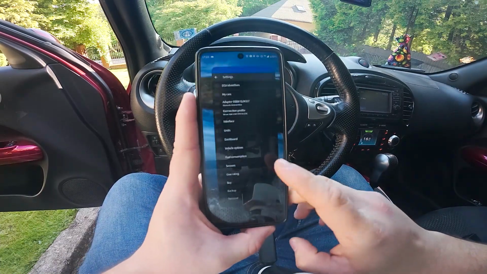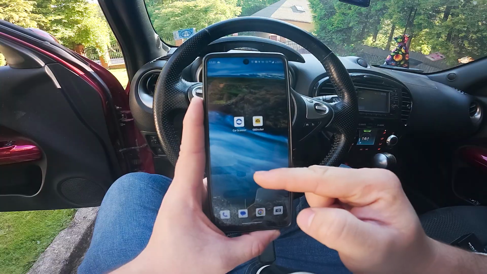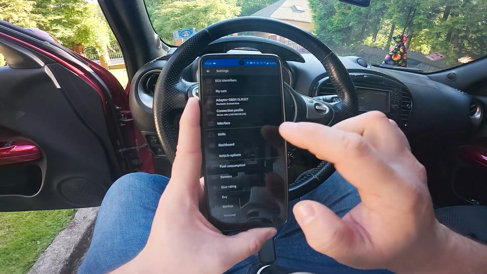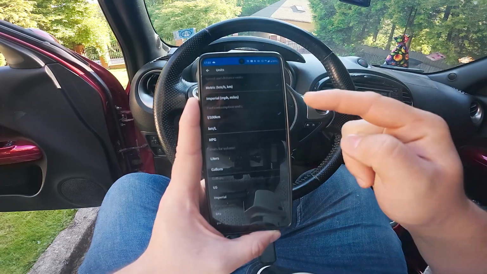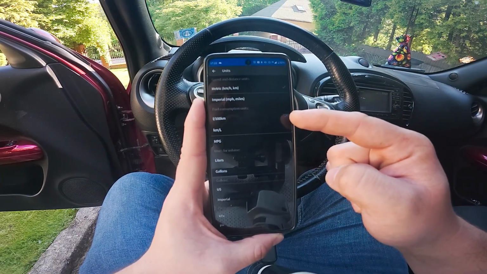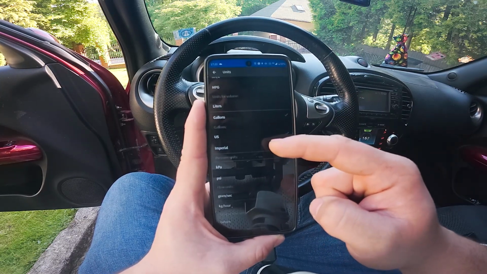In the beginning, make sure that your OBD is connected to the car and go to any OBD scanner. Next, go to Settings and go to Units. Here you can check between Imperial and Metric, liters per 100 km and kilometers per liter, or miles per gallon.